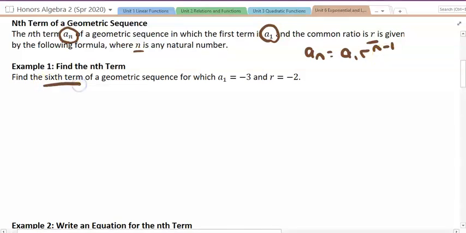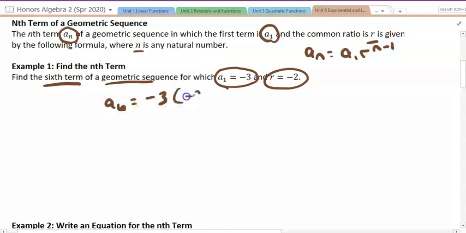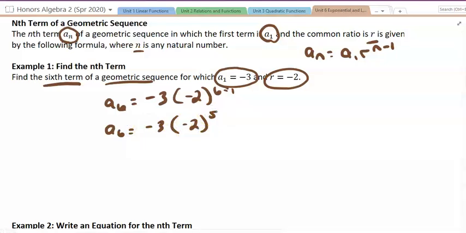We're given the sixth term of a geometric sequence where a sub 1 is equal to negative 3 and r is equal to negative 2. And so we get a sub 6 is equal to negative 3 times negative 2 to the 6 minus 1 power. And so a sub 6 is equal to negative 3 times negative 2 to the 5th. And please remember your order of operations. Do not multiply these together first. Make sure you take care of the power.